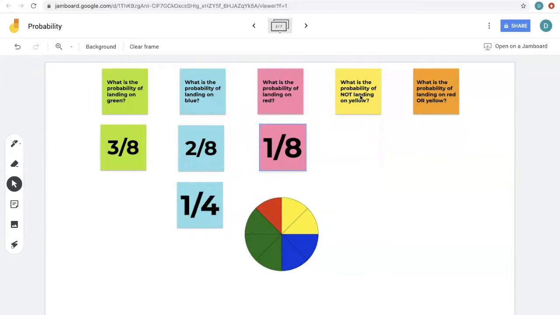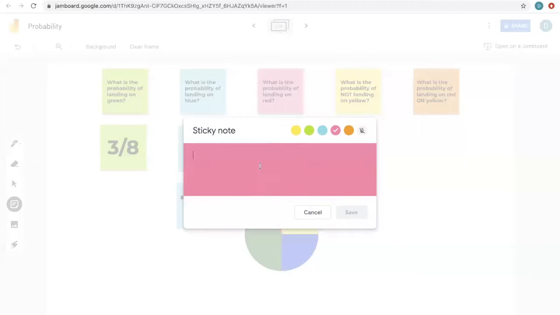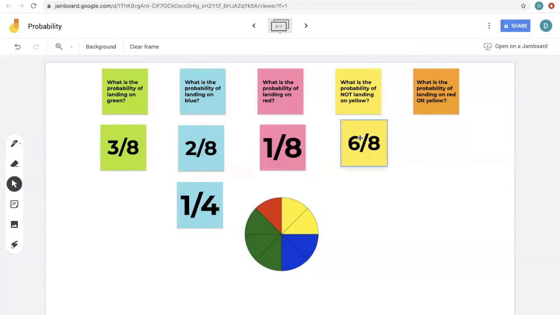And then what is the probability of not landing on yellow? Now, this is a little tricky because we don't know that exactly. We know that the probability of landing on yellow is 2 out of 8, but what about not yellow? Well, let's count the ones that are not yellow. We have 1, 2, 3, 4, 5, 6 that are not yellow. So what that indicates to us is that the probability of not landing on yellow is 6 out of 8.